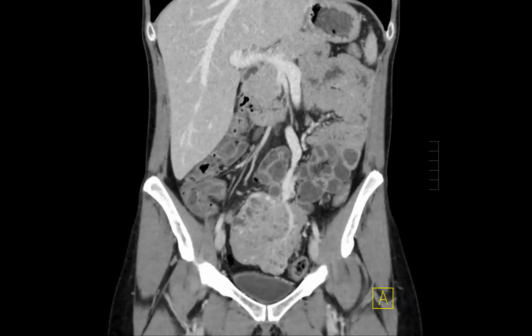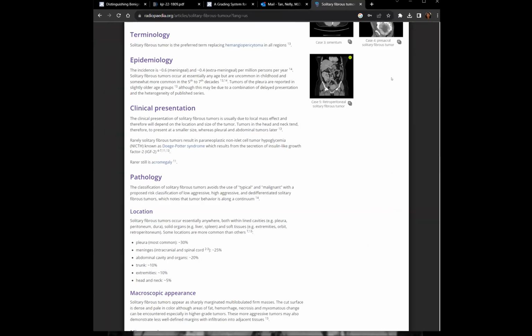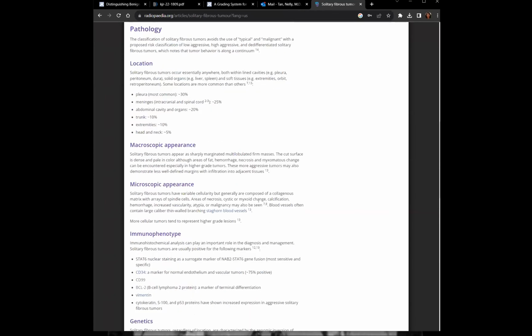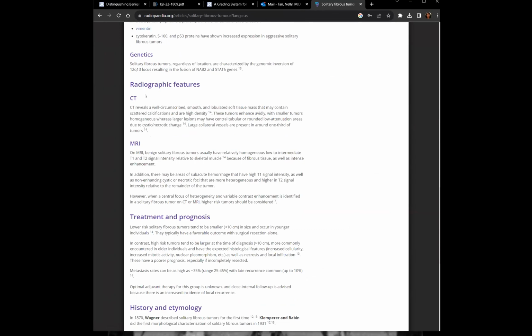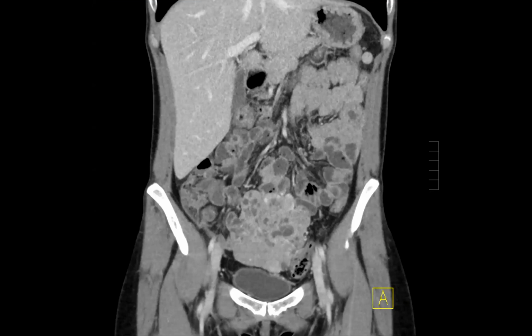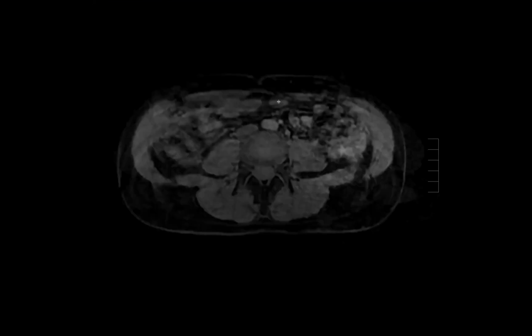I'm kicking myself in retrospect because I have seen some with a bunch of cysts in them. Yeah, it is a mesenchymal tumor, and the imaging features are usually solid, but sometimes you can get cystic changes, like if there's necrosis or hemorrhagic changes. I don't think this is hemorrhagic, because its T1 is not high, but just know that you can have a solid cystic appearance.